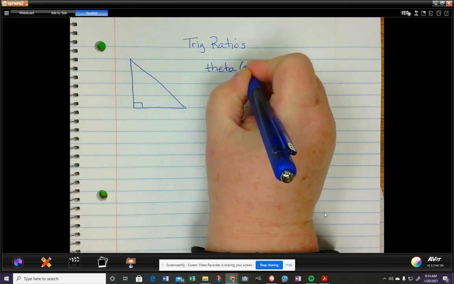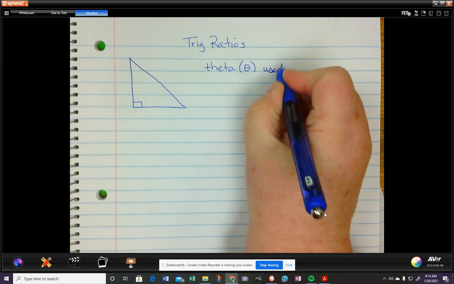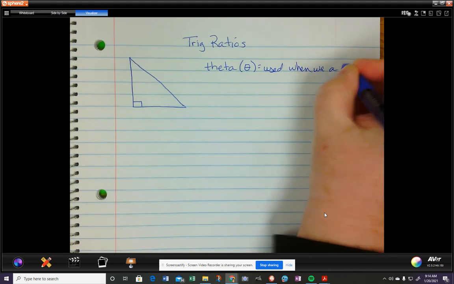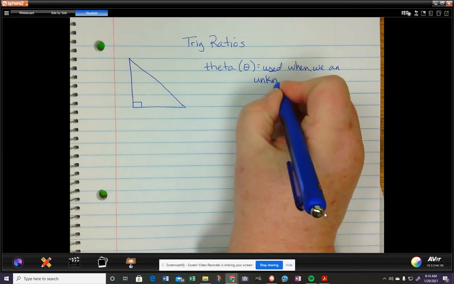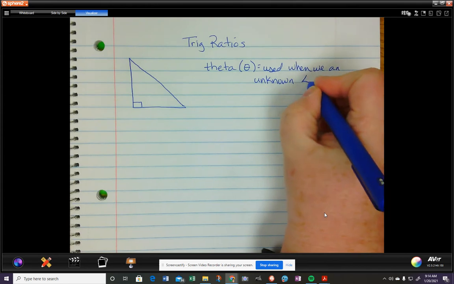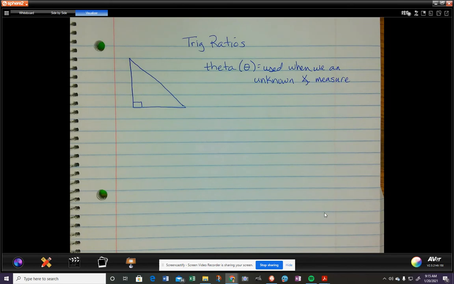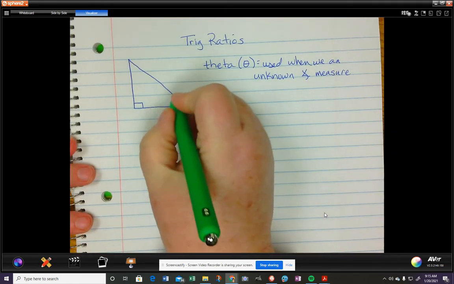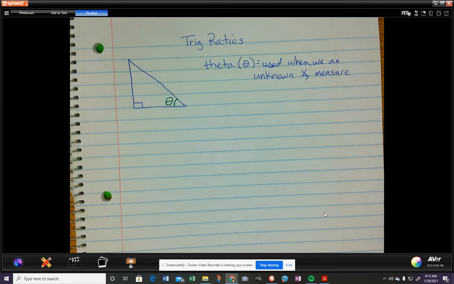Theta, or its Greek letter form, is used when we have an unknown angle measure. It's kind of like a variable. We don't know the angle measure, so we're going to use theta. So here is theta. I'm going to put him right here. I'm going to put that measure of angle right there. So there's theta.